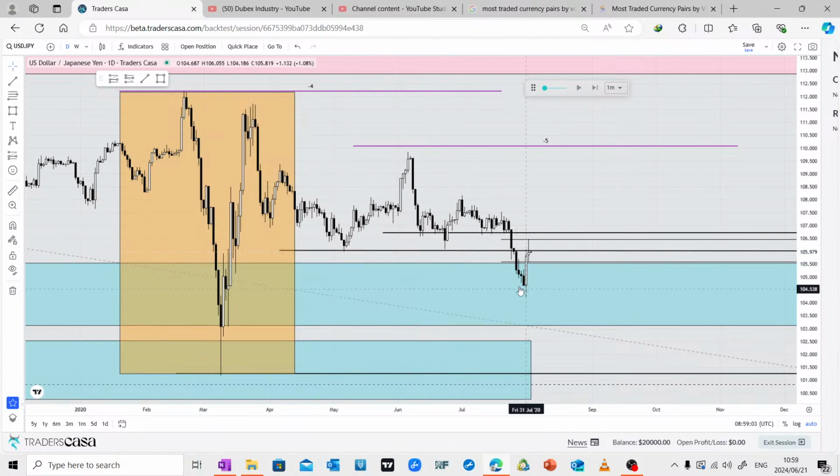Now, what could this be? This could be a total soup, right? Price is pushing up, fails to take out this buy side, and then pushes down and takes out the sell side resting here, so that it can capitalize to take these buy sides, right?